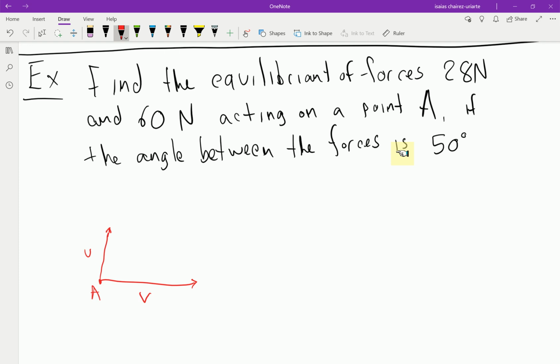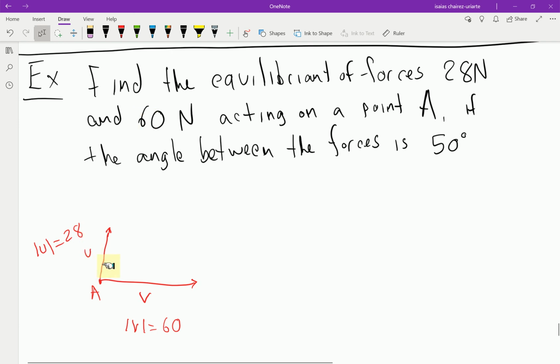Okay, they told me that one of the forces was 28 newtons. That's talking about the magnitude of my vector. So I'm going to agree over here that the magnitude of U is 28. So the length, think about it as the length. The length of U is 28. The length of V is going to be 60. Remember, a vector has both a magnitude and a direction. So right now, when they're talking to us about this 28 newtons and 60 newtons, that's dealing with the magnitude.